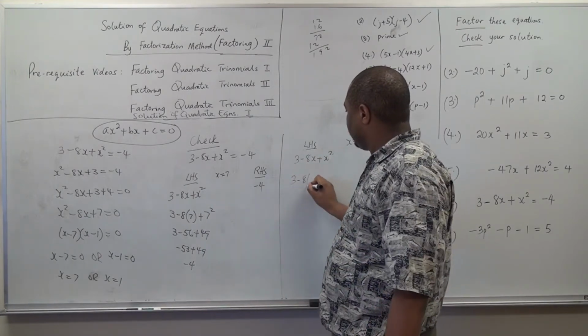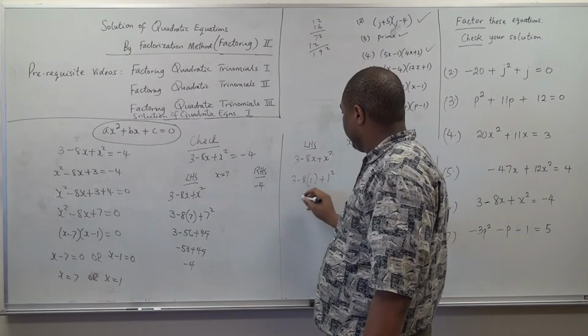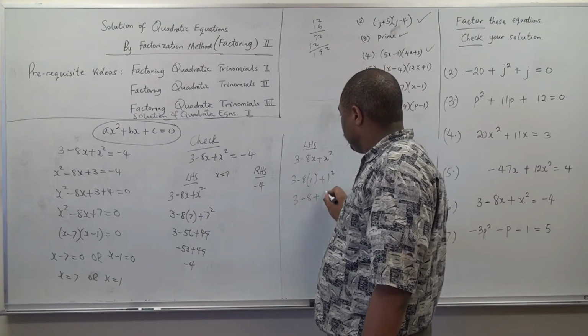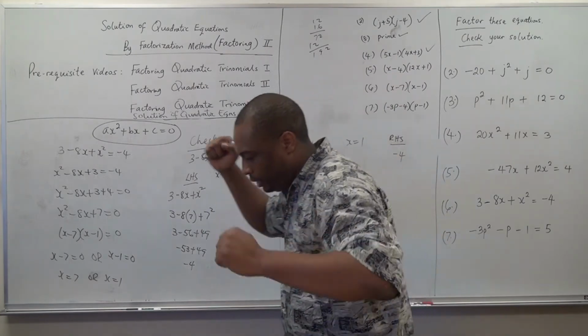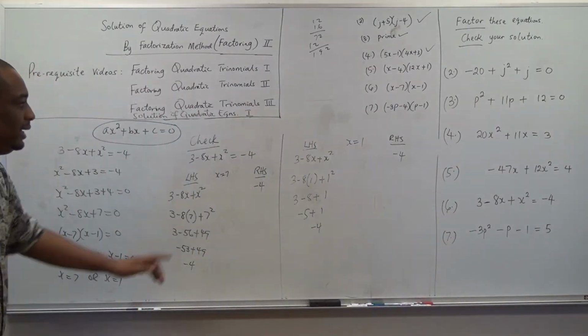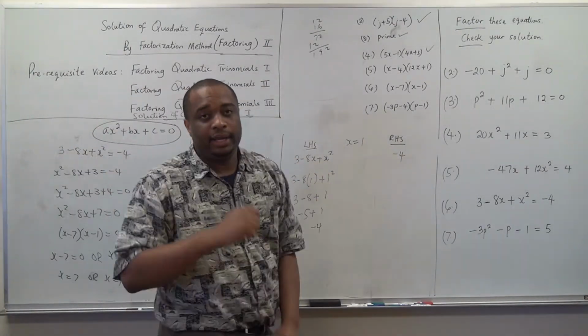3 minus 8 times 1 plus 1 squared. 3 minus 8 plus 1. Negative 5 plus 1. Negative 4. Yay! Negative 4 here, negative 4 here. Yay!